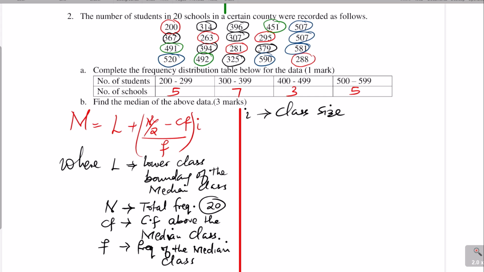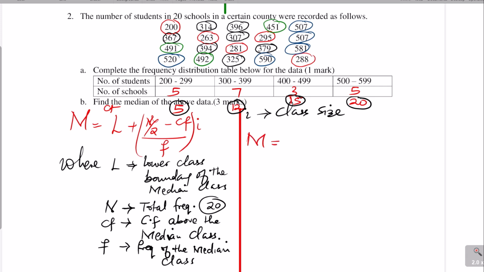So this is now what you're going to do. We need to get the cumulative frequency, and I will just write it down here. The cumulative frequency, CF: the first one will be 5. Then the next one will be 5 plus 7, which is 12. Then 12 plus 3 we get 15. 15 plus 5 you get 20. Let me circle them. These are the cumulative frequencies for the first class, the second class, the third class, and the last class. Now let's get the median.